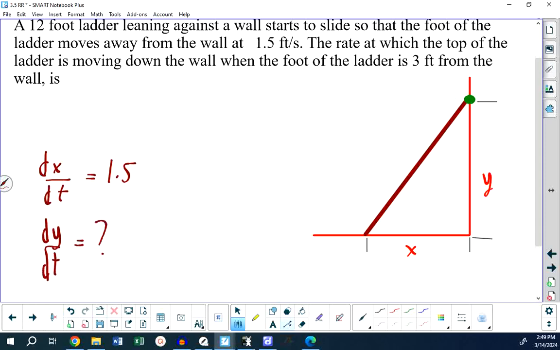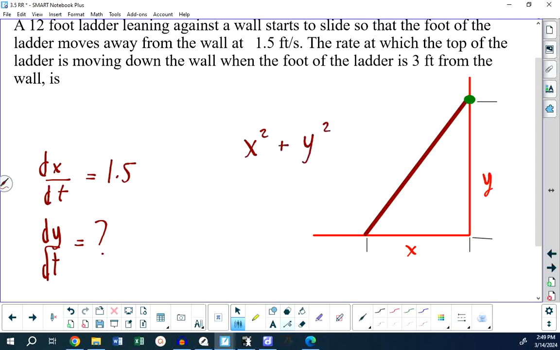Now, we need a formula relating x and y. Any ideas? Greg? x squared plus y squared equals 12 squared. Equals the hypotenuse squared, right? Yep.